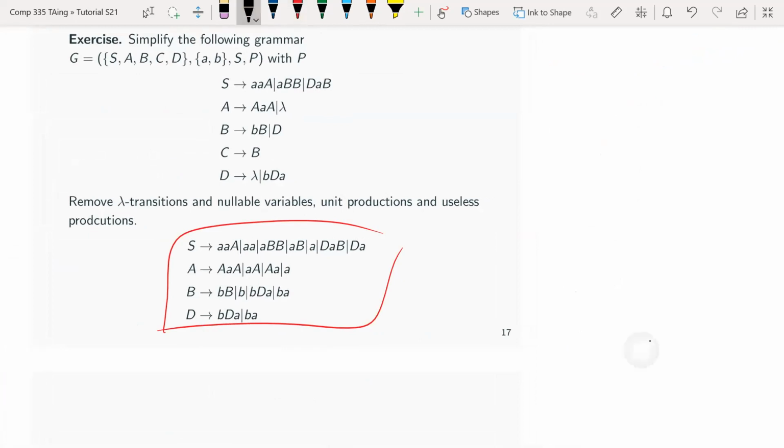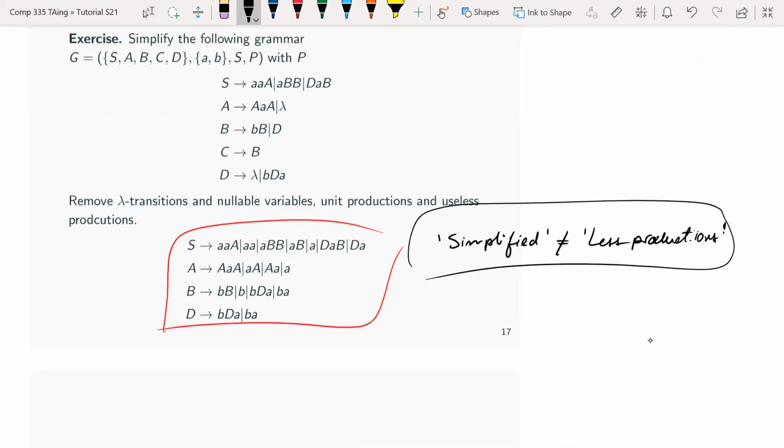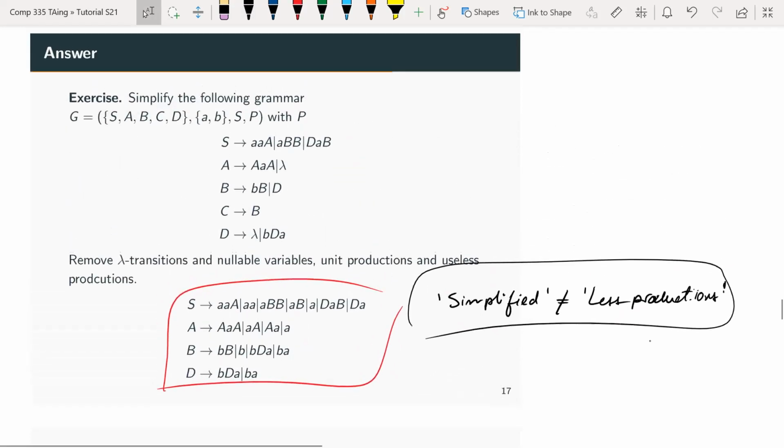And so what I'd like you to notice is that simplified does not equal fewer productions, as you can clearly see, right? So the number of productions has increased. Okay, so that's something to keep in mind. All right, so any questions about grammar simplification?